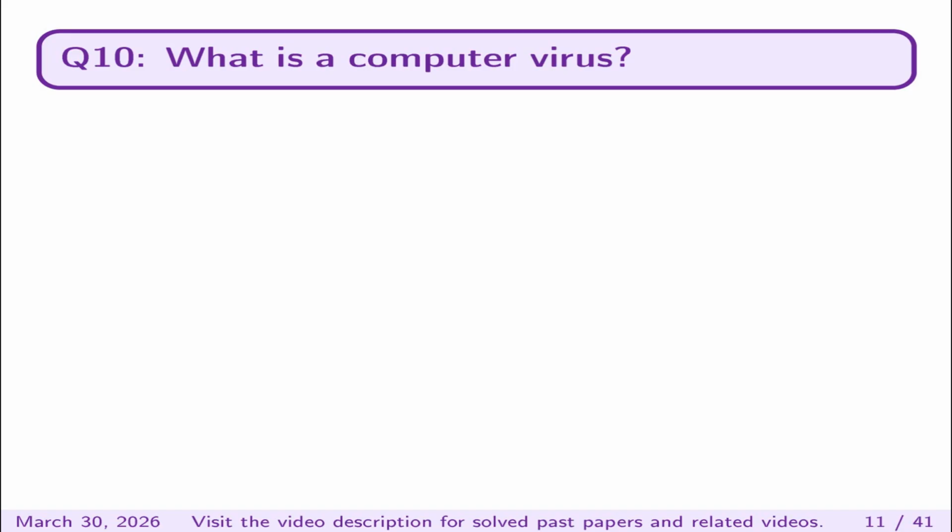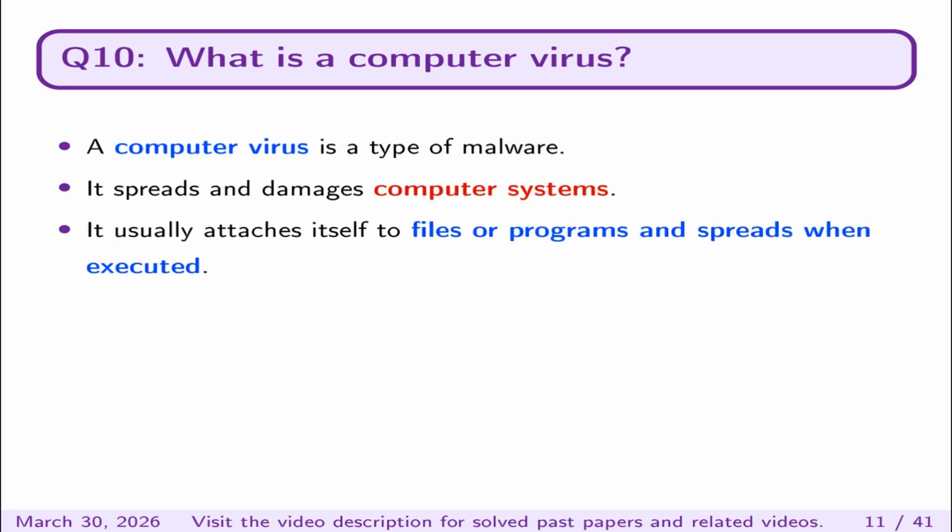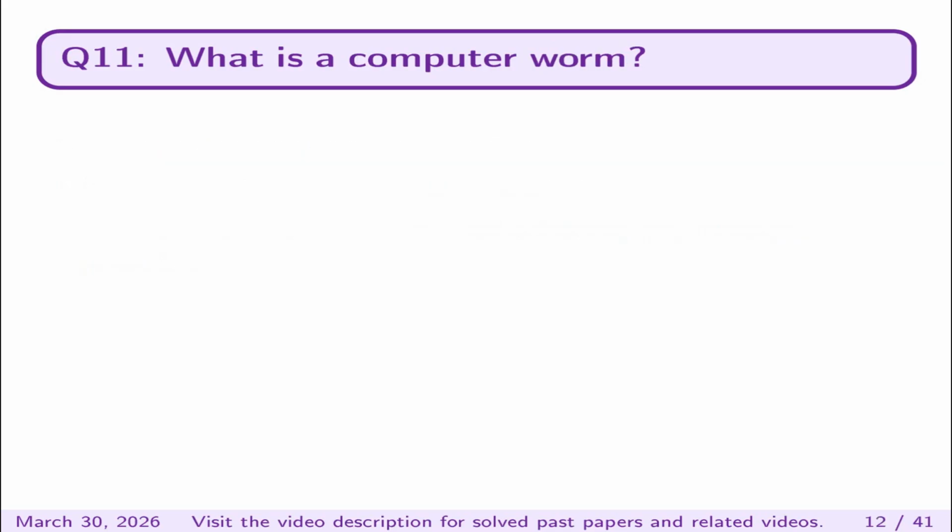What is a computer virus? A computer virus is a type of malware. It spreads and damages computer systems. It usually attaches itself to files or programs and spreads when executed.